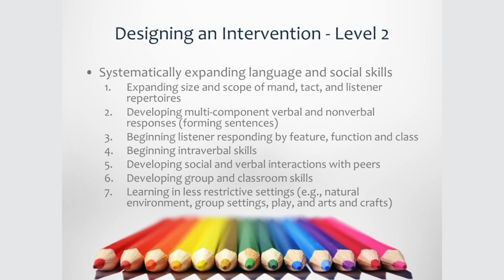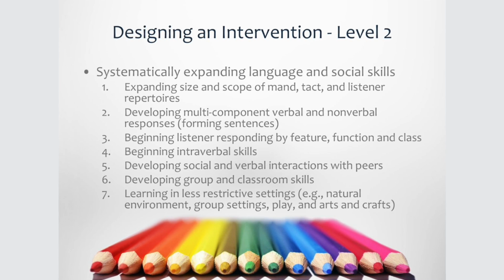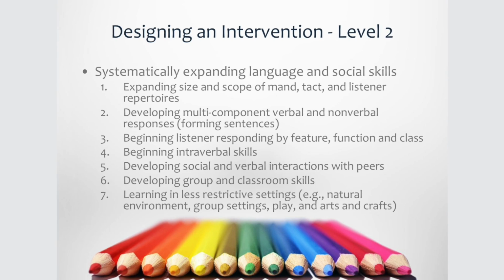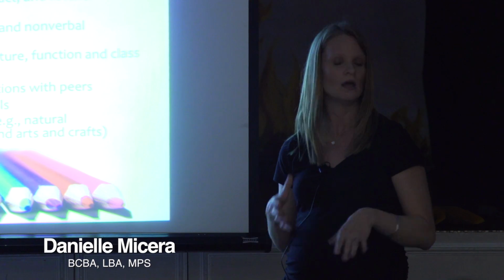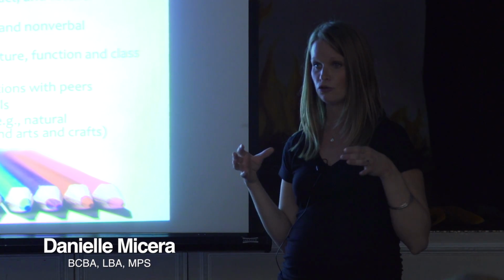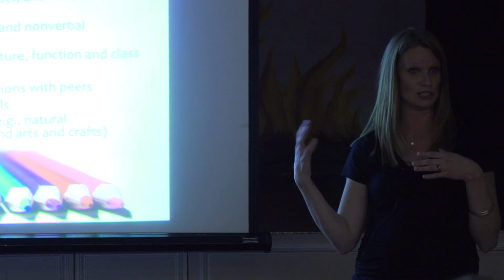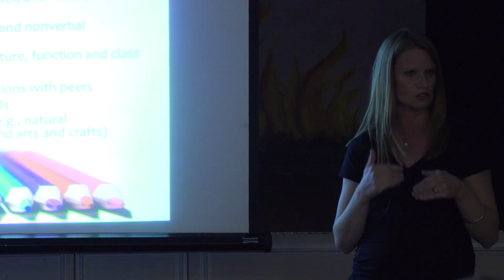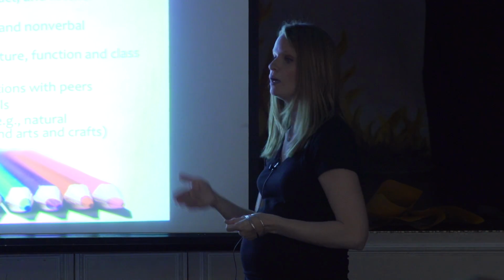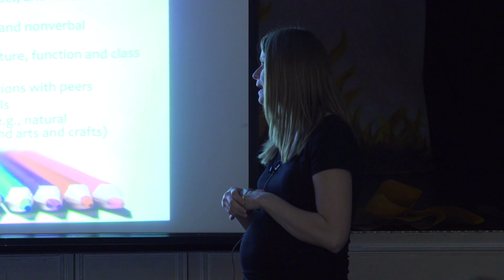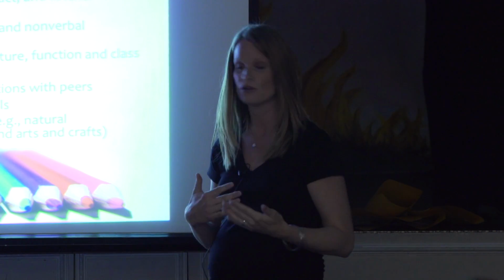So we also want to work on developing social and verbal interactions with peers. And also just a note here, at this point in level 2, we should have some good instructional control, right? Because if we don't have instructional control and you start to put them with peers, we might have a problem, because then they're not listening to you, right? So we definitely want to make sure that they listen to you first before we start doing that stuff. If you're in a classroom, you also want to work on group and classroom skills, and hopefully teaching them the skills so that they can learn in a less restrictive environment.